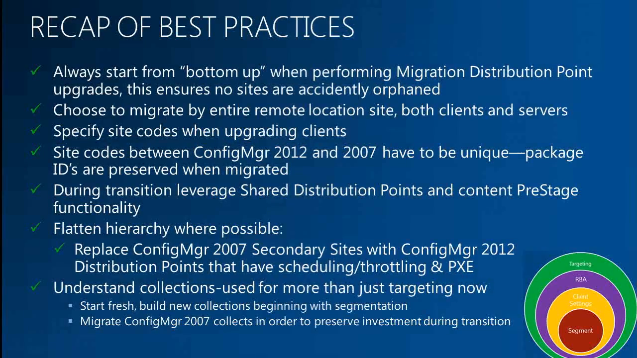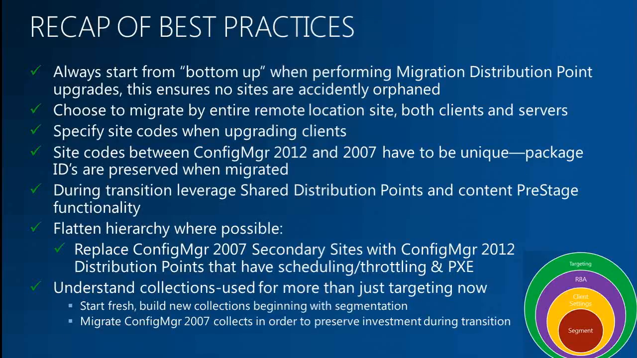I talked about choosing by remote site, bullet number 2. Choose by remote site location to upgrade. Site codes have to be unique. The site codes that were used in 2007 and in 2012 have to be unique. Remember I talked about how packages preserve their package ID? Well, if the site codes were the same, you would get a lot of collisions, and that would be really bad. Distribution point sharing wouldn't work. So we actually block you from configuring migration to a site that has a duplicate site code. We block that explicitly. So when you're thinking about 2012, you've got to think about all the site codes.